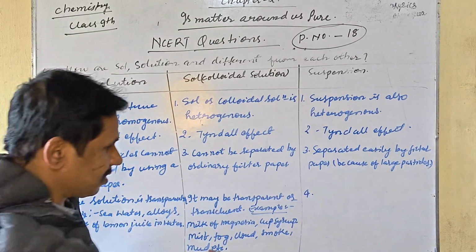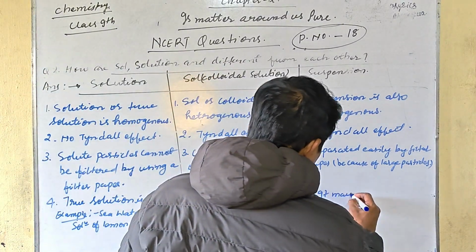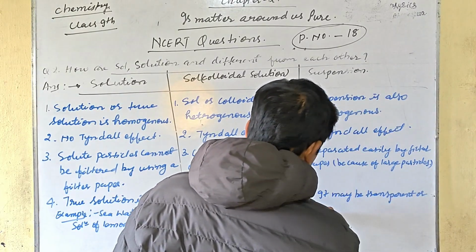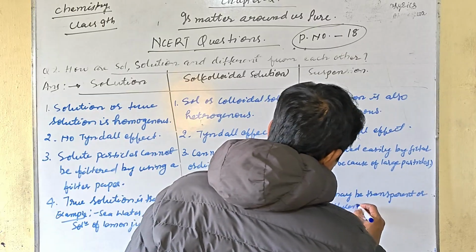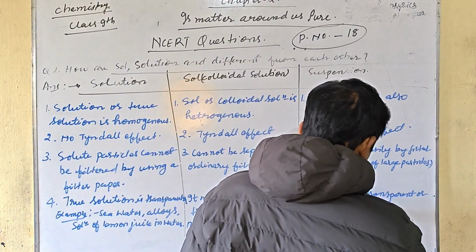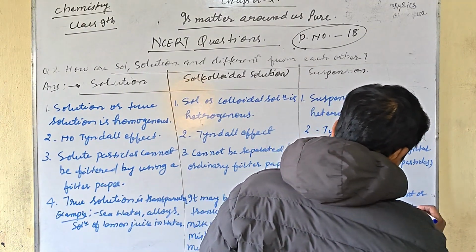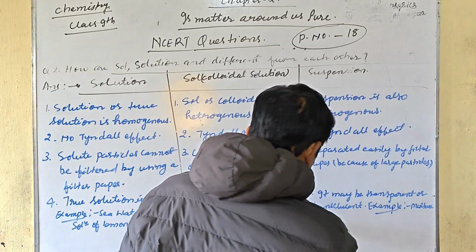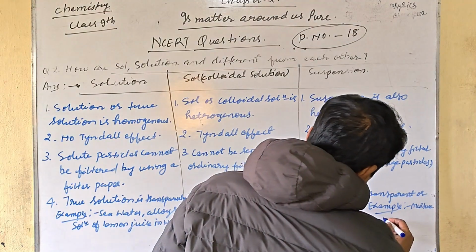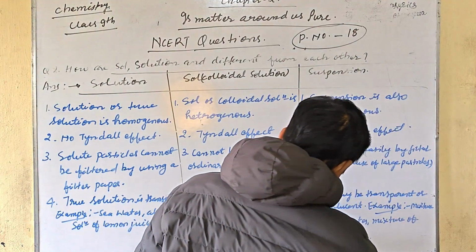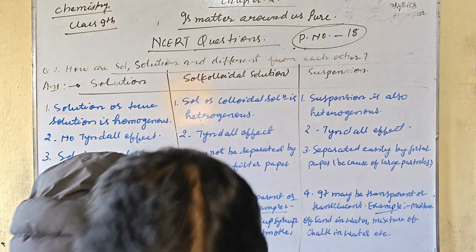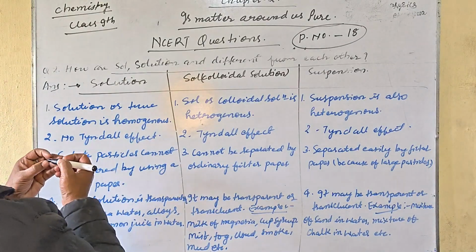It may be transparent or translucent. Example: mixture of sand in water, mixture of chalk in water, etc. So my dear students, let us understand these things quite clearly.